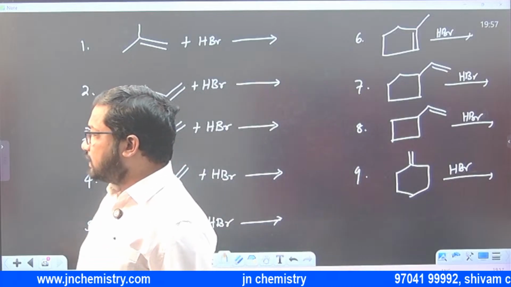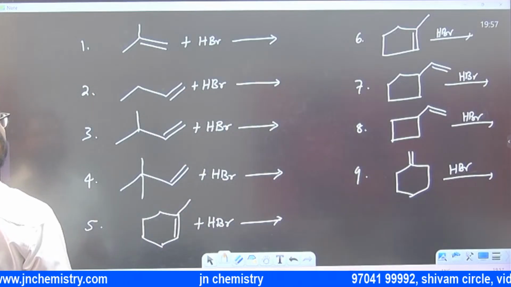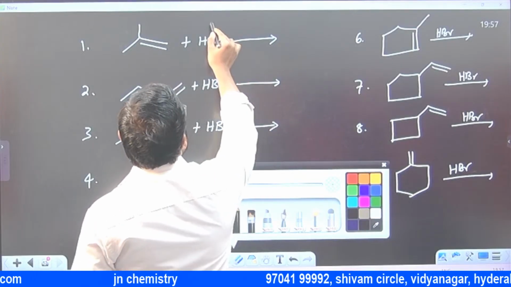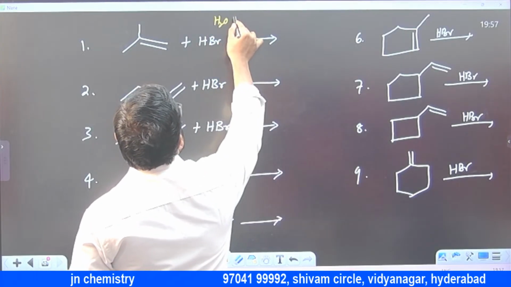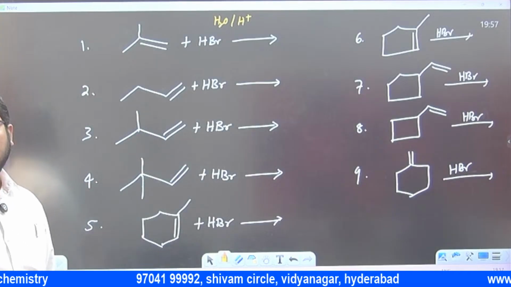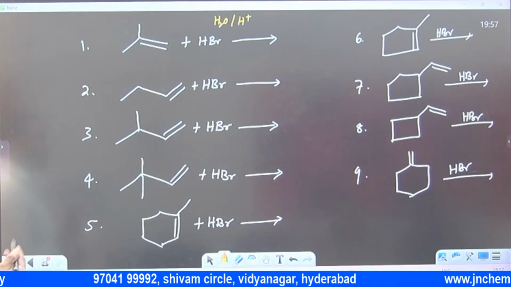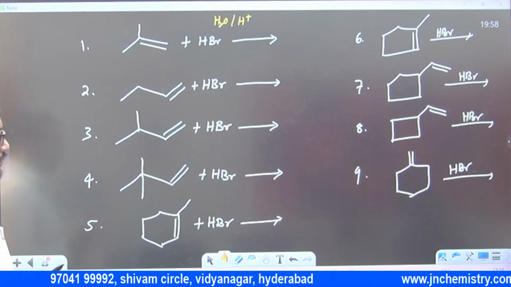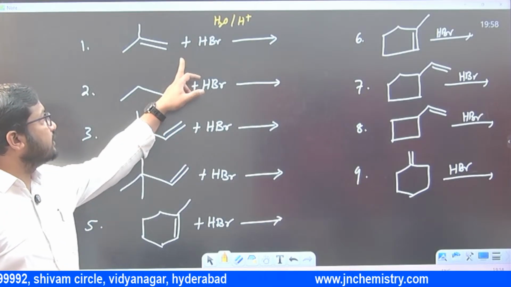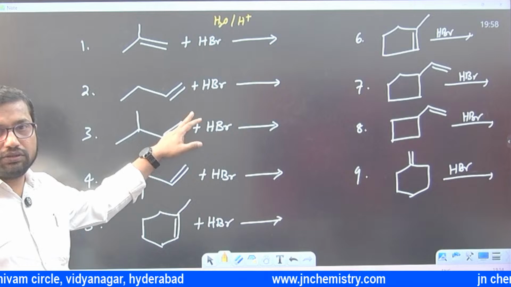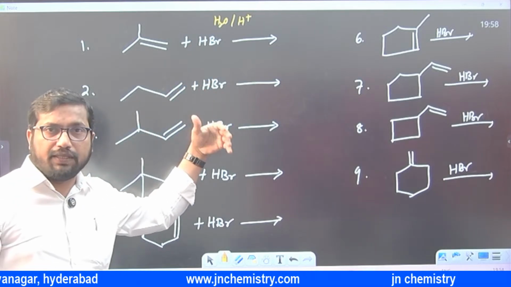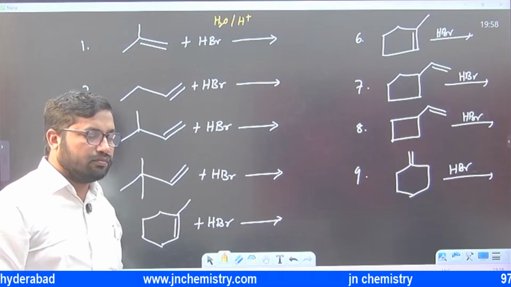So next case, in place of HBr, write H2O in presence of H plus. If you write that, OH comes in the place of Br. Same mechanism, everything is same. In place of HBr, H2O in presence of H plus. So the product has OH in the place of Br.